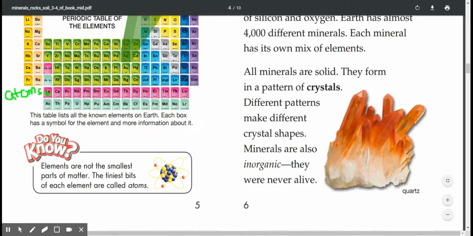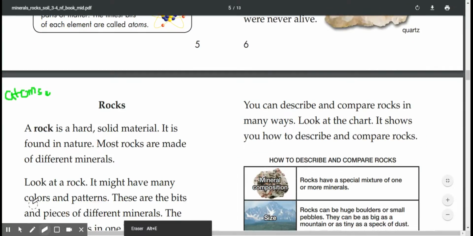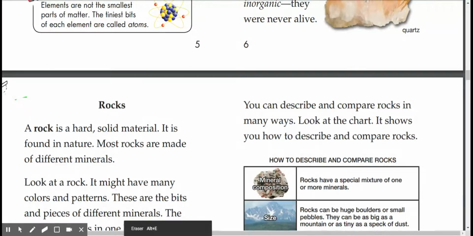Minerals are also inorganic. That means they were never alive, ever. Minerals are made up of non-living things. Non-living means inorganic. So the pattern of crystals is what makes up minerals. Something important to remember. I'm just going to erase the atoms here. They don't need to come along for the ride.